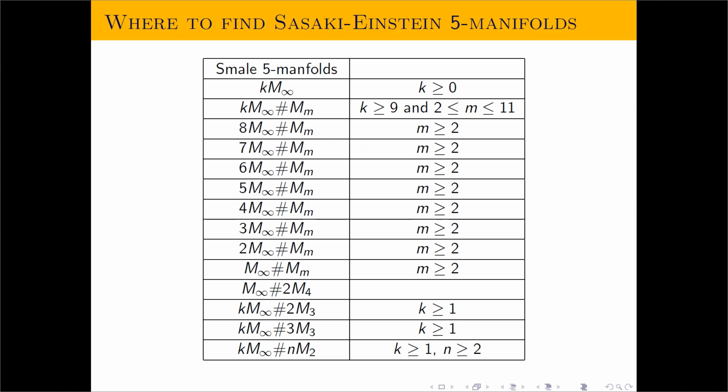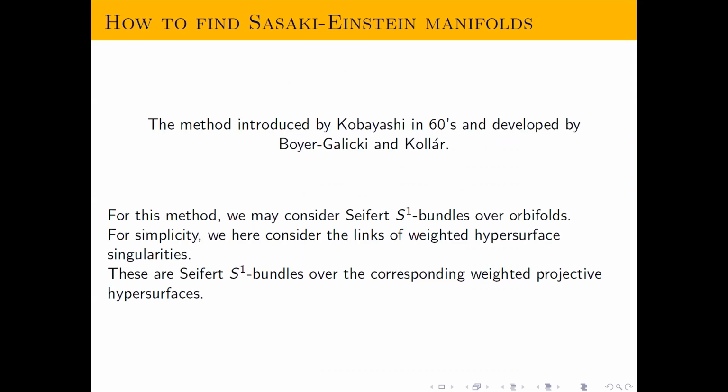So we want to check which one among these possible candidates allows the Sasaki-Einstein metric, which one cannot. So that's the main task. As I told you in the beginning, this area was cultivated by Boyer, Galicki, and Kollár. They developed the method, which was actually introduced in the 60s by Kobayashi, and then Boyer, Galicki, and Kollár developed this method.